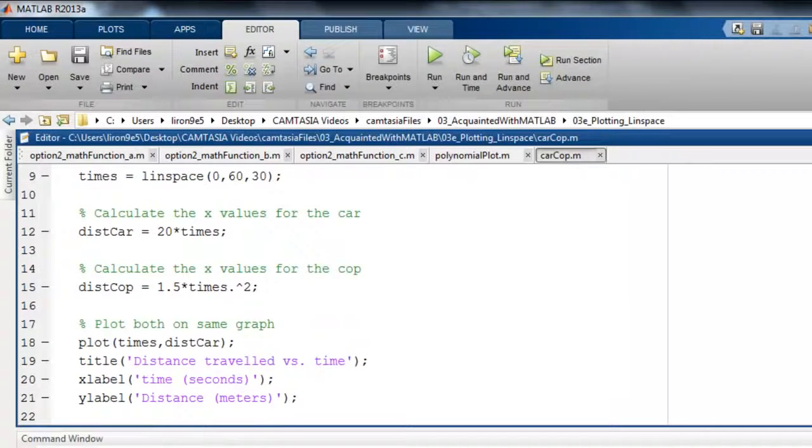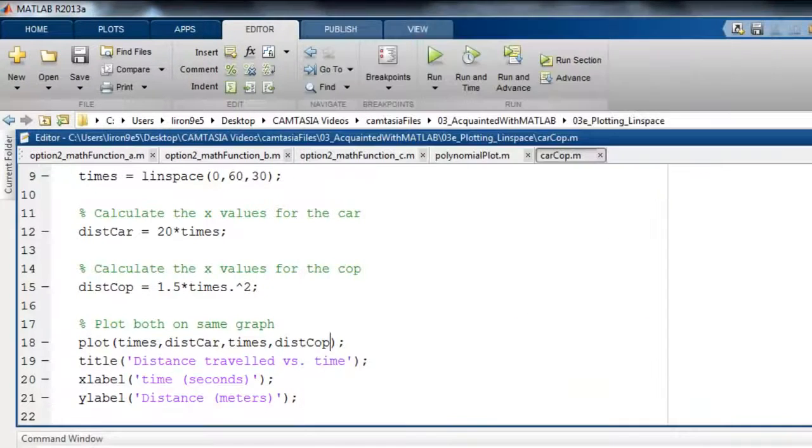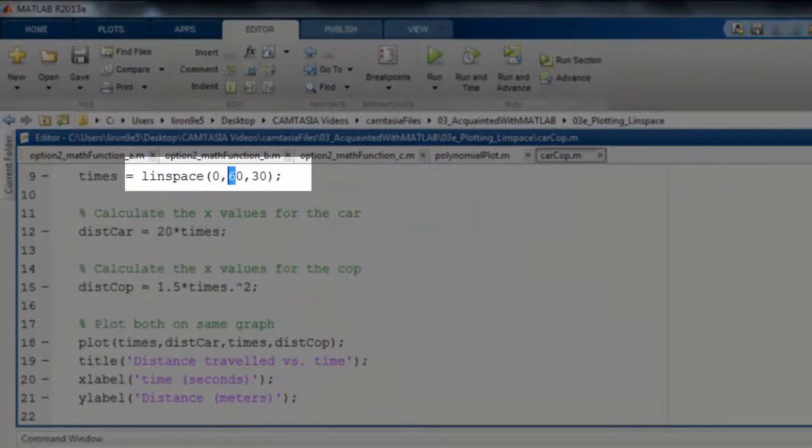Now here's a challenge we haven't seen before. How do I combine two plots on the same figure? It's actually already built into MATLAB. The plot command can accept an x and a y coordinate multiple times. So if I want to plot a second set, I just have to generate times and distance by the cop. So at least we have two plots. Now, 60 seconds might have been too big. Let's reduce it to 20 seconds since the intersection is obviously around there. The second argument changes to 20 very easily.